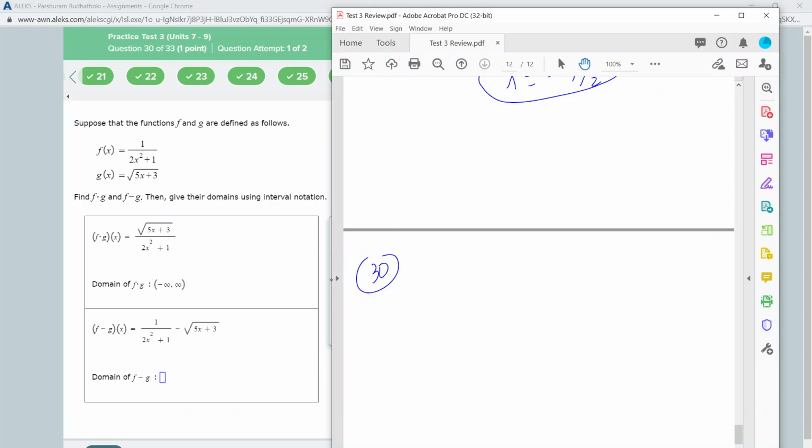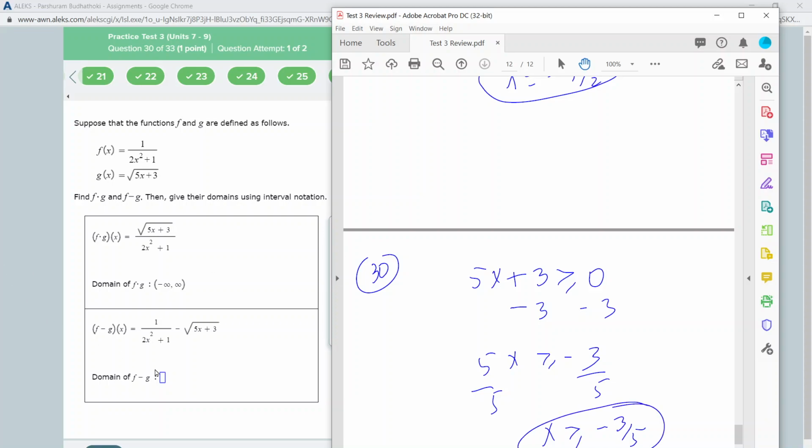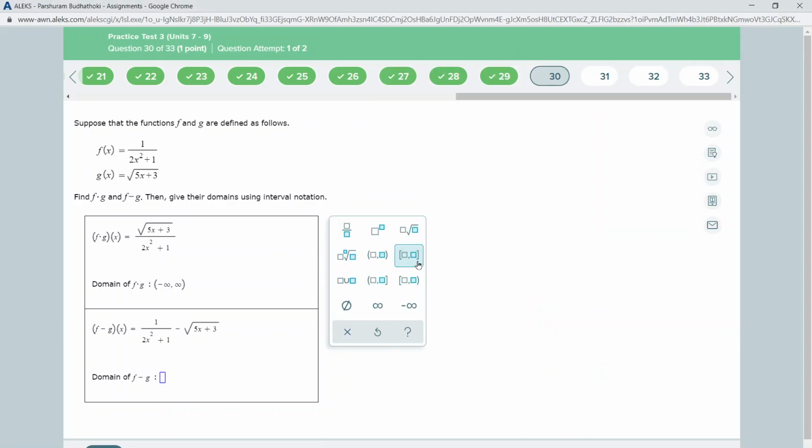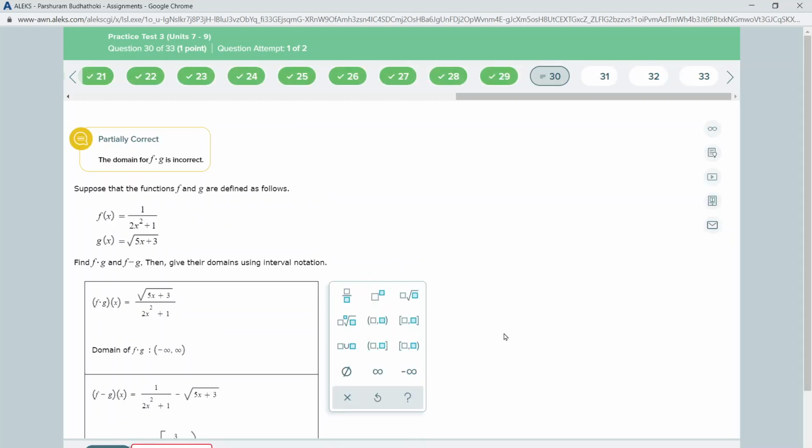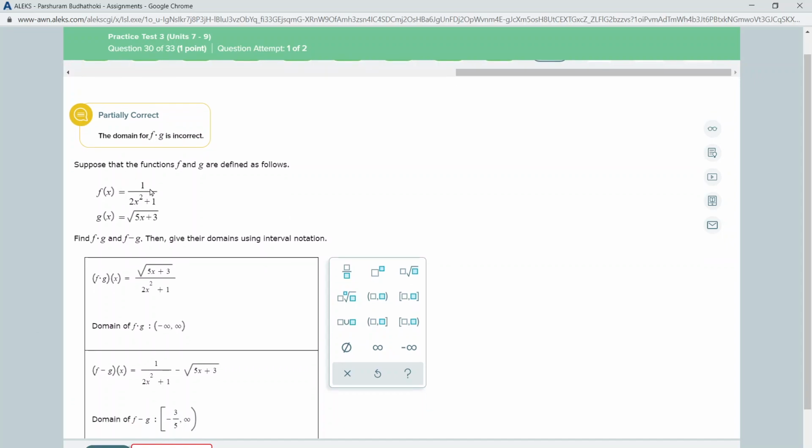So the domain has this restriction: 5x plus 3 should be non-negative. To find it, just solve this inequality. So x should be greater than or equal to negative 3 over 5. That's the domain of this f minus g: the interval from negative 3 over 5, comma, positive infinity. Okay, the domain of the multiplication is not right, so let's check it one more time.